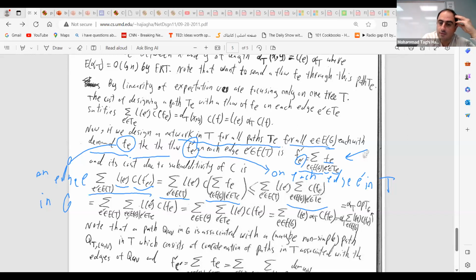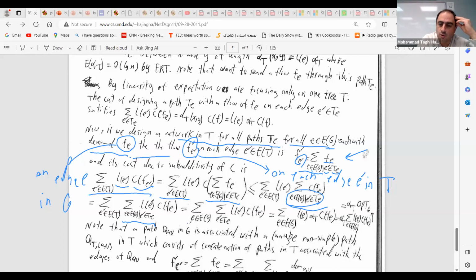Then I will bring L of E inside this equation, inside this sigma, such that I can change the order of the sigmas, the indices. So I will write E prime, L of E prime times this here. The rest is essentially the same.